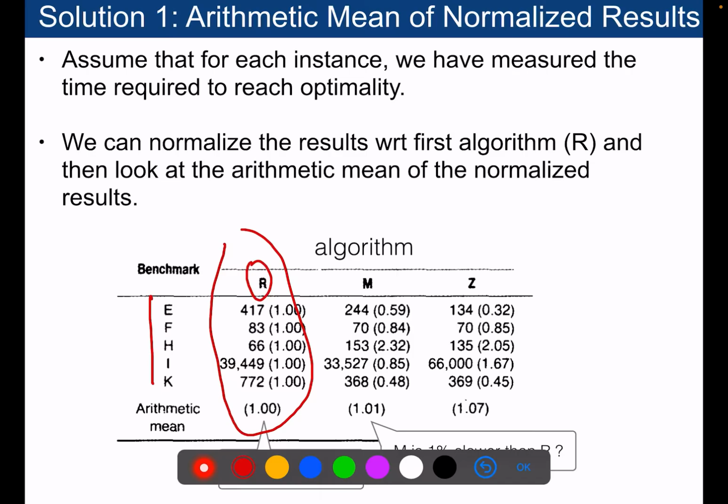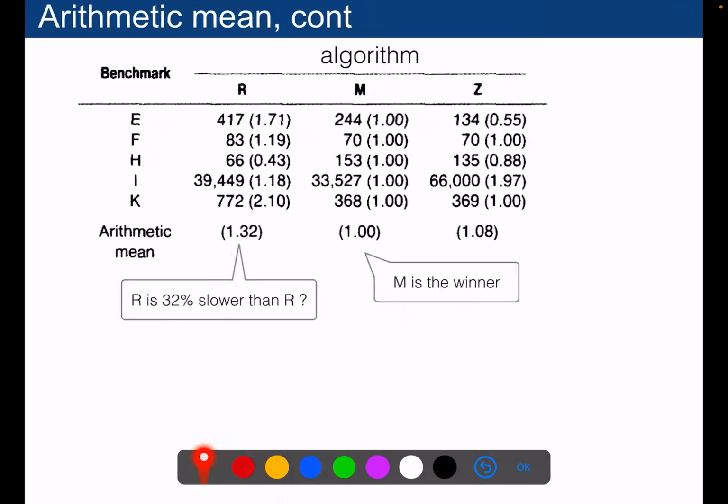But one choice was quite arbitrary here: we decided to normalize according to this column. What if you normalized according to this column, or this column? So let's do it. We will normalize according to column M. And what we observe is that the conclusion is completely different. Now we say that this one is the winner, and this one is the slowest.